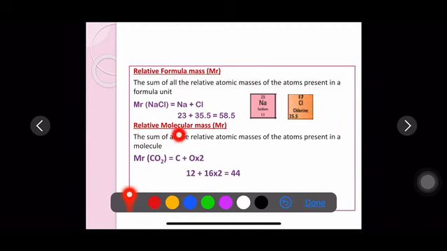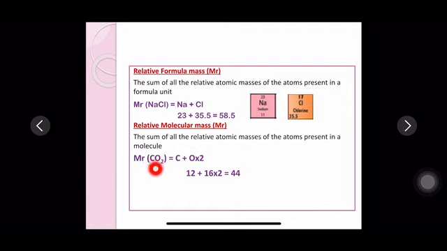Relative molecular mass is a term especially applied to molecules, covalently bonded molecules. It has the same definition: the sum of all the relative atomic masses of the atoms present in a molecule. Here we have changed it to molecule. So the term formula mass is generally applied to all kinds of compounds, but molecular mass is specially applied to molecules because they are covalently bonded simple molecules.